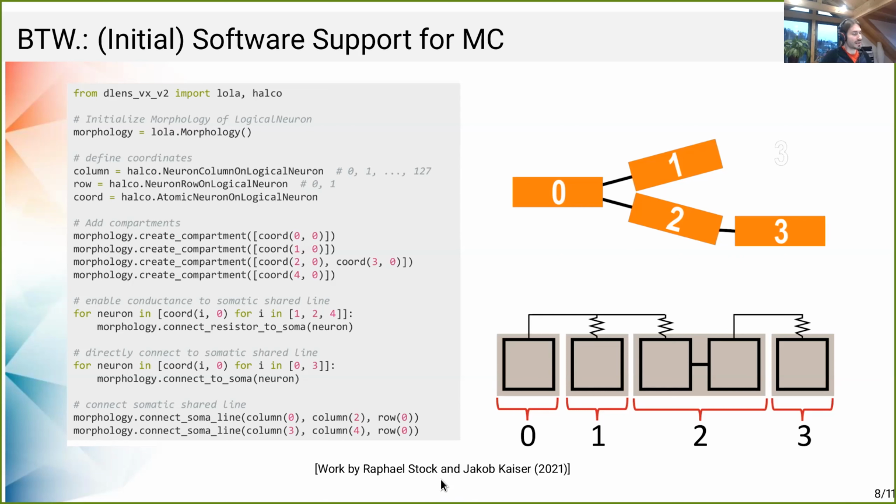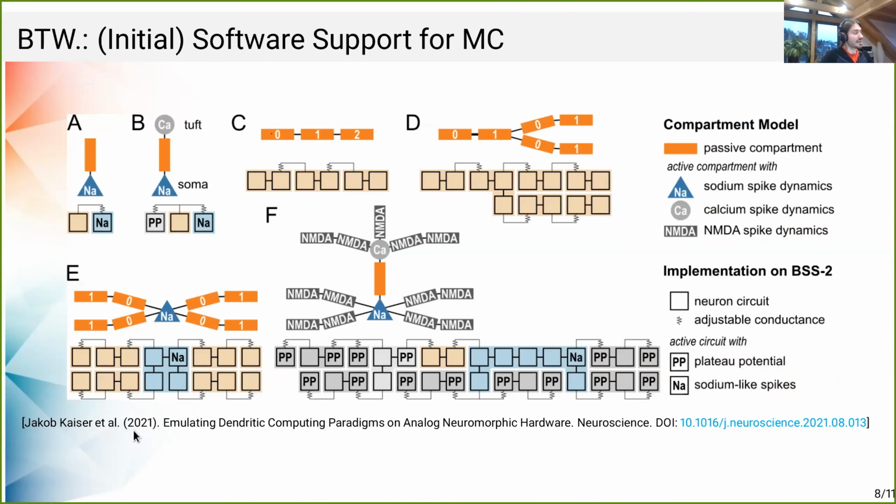This is ongoing work by Raphael Stock and also Jakob Kaiser. We also have a publication out. Jakob Kaiser is the first author, which implements and demonstrates multiple topologies implemented on our hardware system. And this uses Pine for the experiments. We also hope, and that was part of the discussion this morning, to work on the multi-compartment branch of Pine soon, to allow for more expressive description of the morphologies directly in Pine.